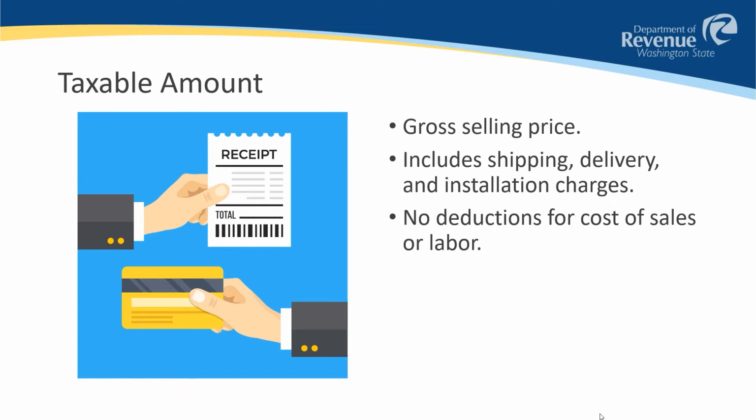As I mentioned before, the taxes you report to the Department of Revenue are different from the taxes you report to the IRS. In Washington, businesses report based on gross income rather than net income. The amount you report on your excise tax returns is the gross amount you charge your customers for your products and services. This amount includes charges for shipping, delivery, and installation. You may not deduct your costs of doing business, such as your costs for materials, labor, or utilities.